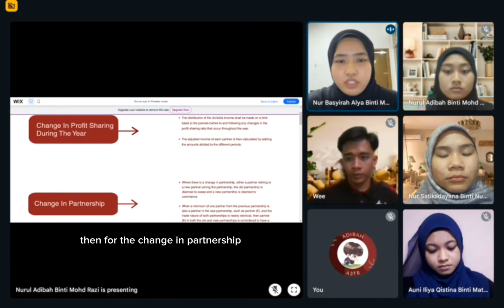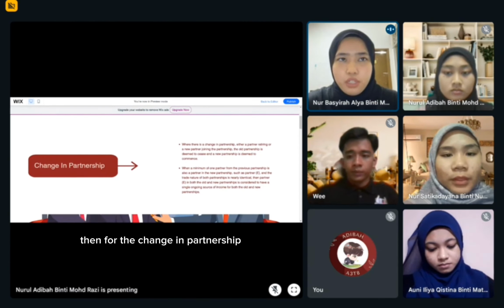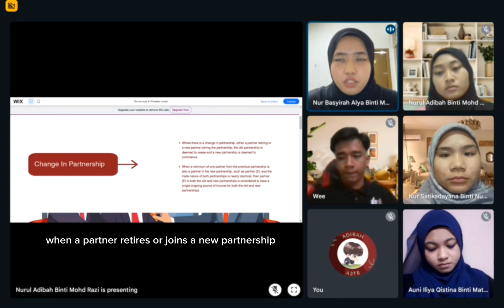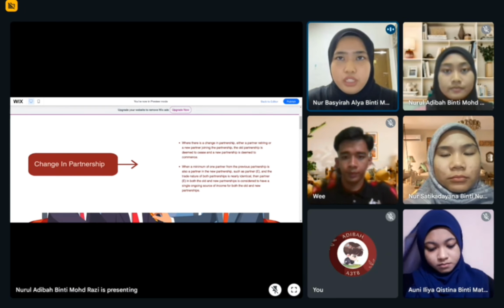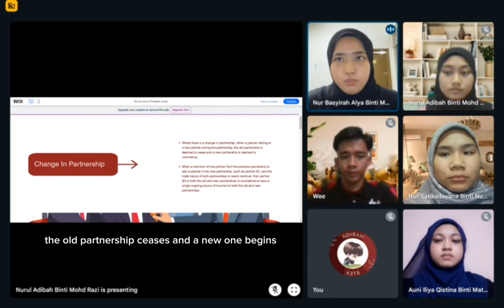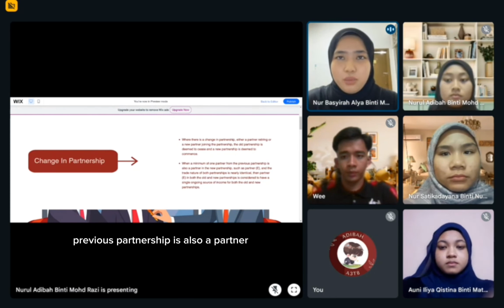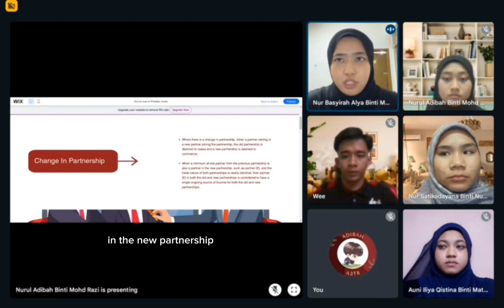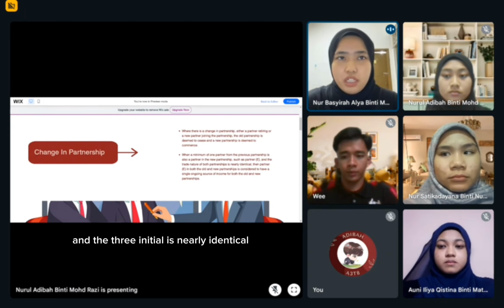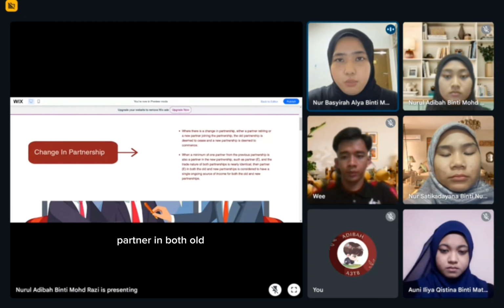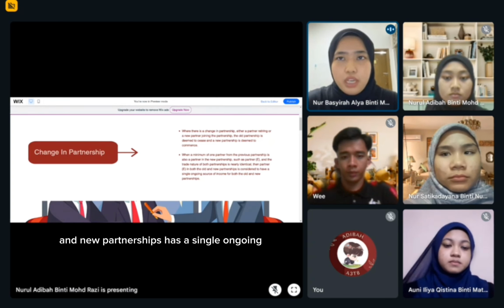Then, for the change in partnership, when a partner retires or joins a new partnership, the old partnership ceases and a new one begins. If at least one partner from the previous partnership is also a partner in the new partnership, and the trade nature is nearly identical, the partner in both old and new partnerships has a single ongoing source of income.